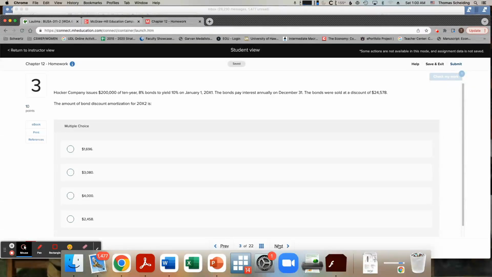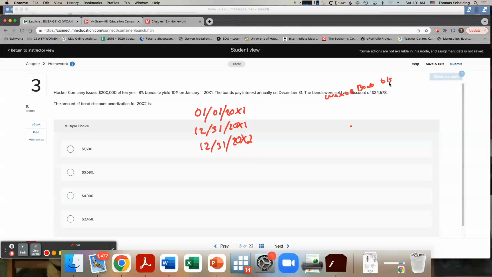Okay, this is a bit tough here. So 01/01/20x1, 12/31/20x1, 12/31/20x2. The bond's paying interest annually on December 31st. We need to have a starting value and then the values on the date that the interest is paid. Bonds are sold at a discount. So on January 1st, 20x1, we would have an unamortized bond discount of 24,578. So that's going to be here.